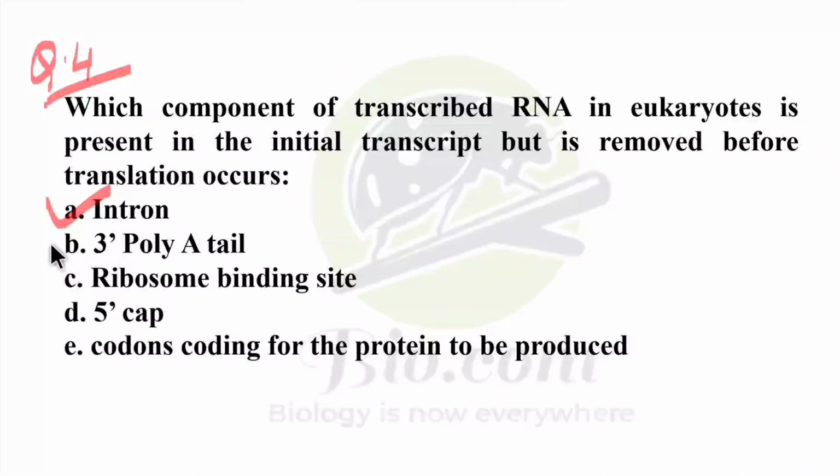3' poly A tail? No. Ribosome binding site? No. 5' cap? No. Codons coding for the protein to be produced? No. So introns are removed before the translation occurs.